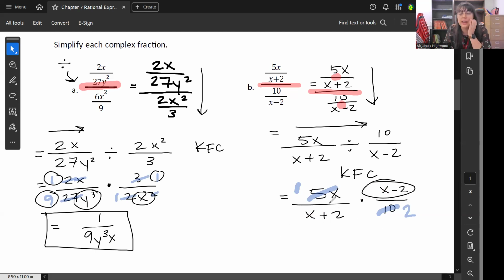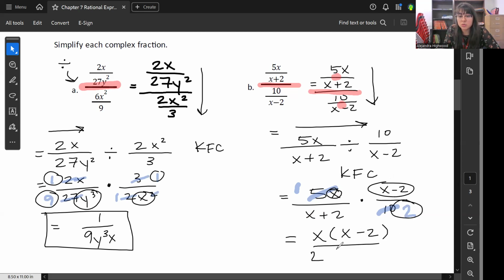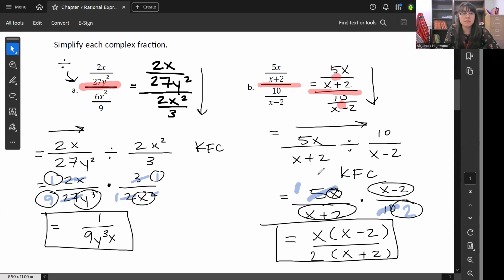Also can't simplify that. In my numerator, I have 1 times x, which is x, times x minus 2. So I'm going to write that as x times x minus 2. In my denominator, I have 2 times x plus 2. Nothing to simplify any further, so this is my simplified answer.